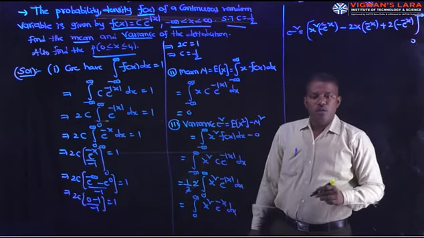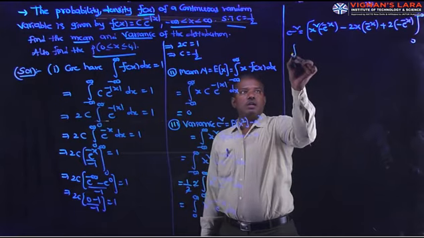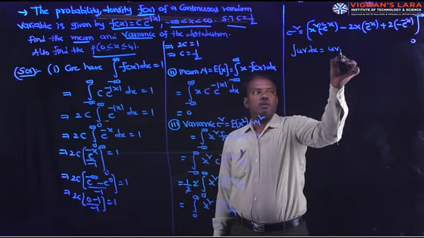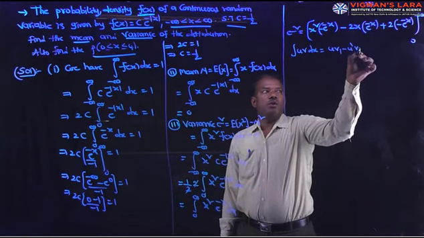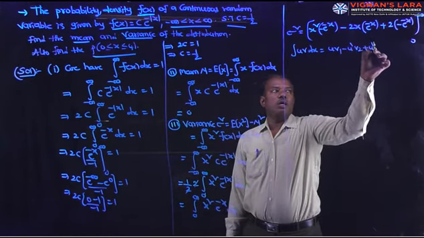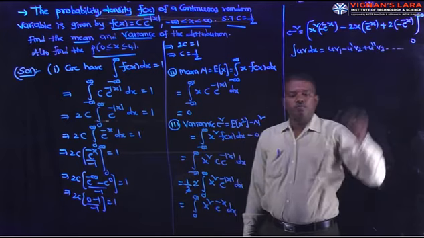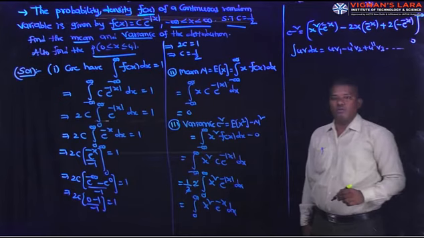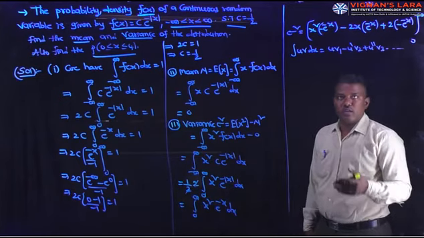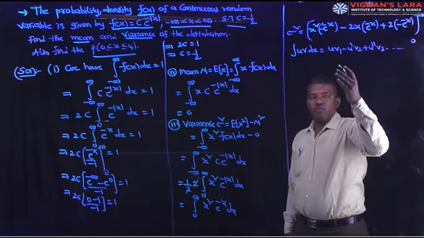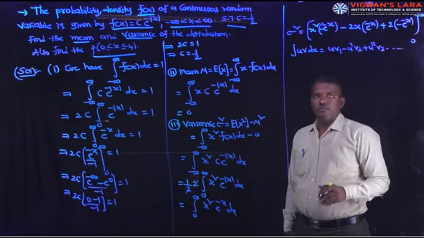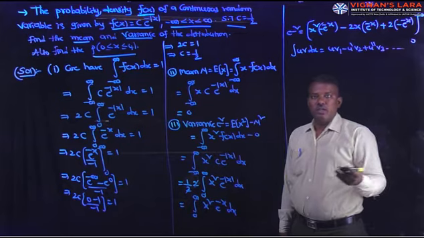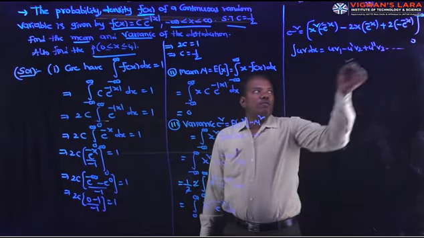The reason is integral uv dx is equal to u v1 minus u dash v2 plus u double dash v3 and so on. U is the first function, u dash is first derivative, u double dash second derivative, like that. V is the second function, v1 first integration of v, v2 second integration, v3 third integration, like that. And between 0 to infinity.